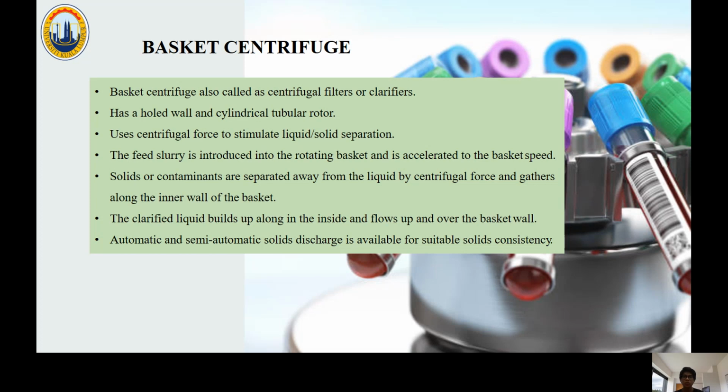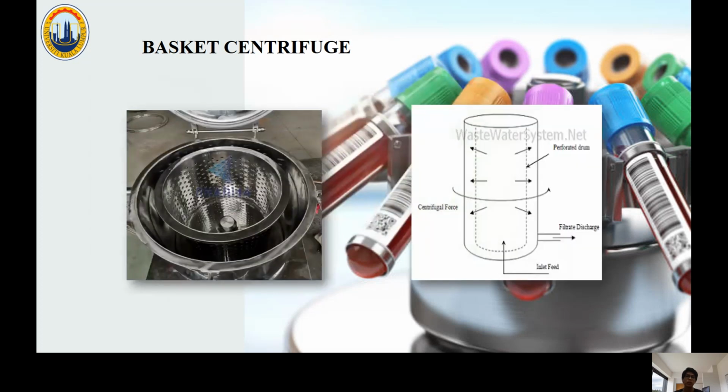The feed slurry is introduced into the rotating basket and is accelerated to the basket speed. Solids or contaminants are separated away from the liquid by centrifugal force and gather along the inner wall of the basket. Then the clarified liquid builds up along the inside and flows up and over the basket wall. For this type of centrifuge, automatic and semi-automatic operation is available for suitable solids consistency.